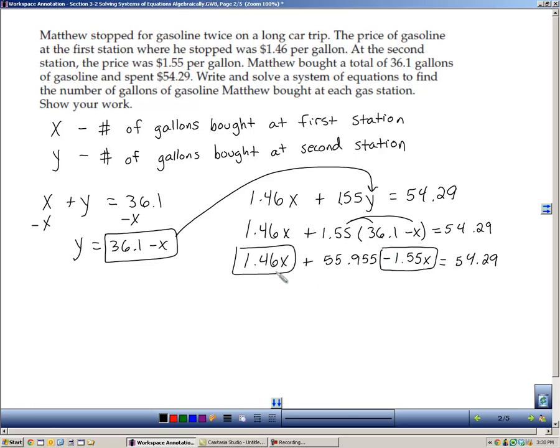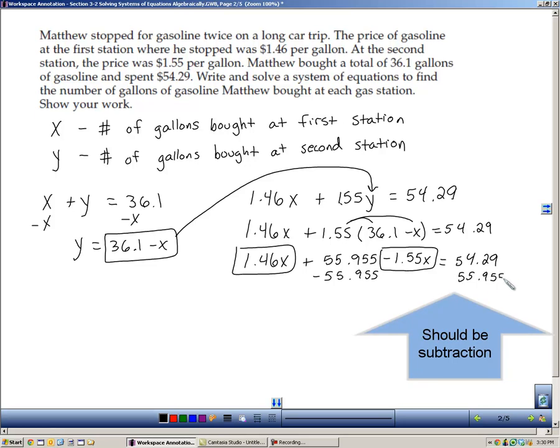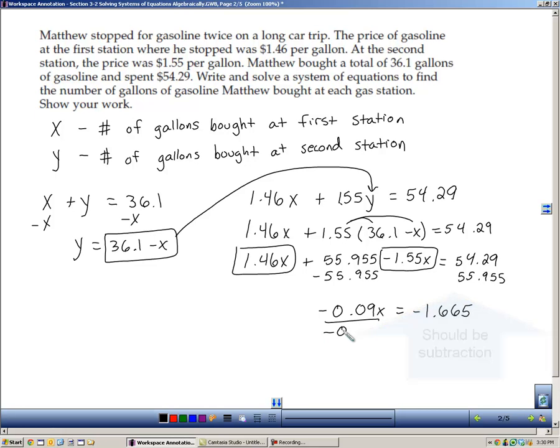These are like terms that are on the same side, so I'm going to combine them. And I'm also at the same time going to subtract 55.955. Now I'm going to divide both sides by negative 0.09. And we find out that the number of gallons purchased at the first station was 18.5.